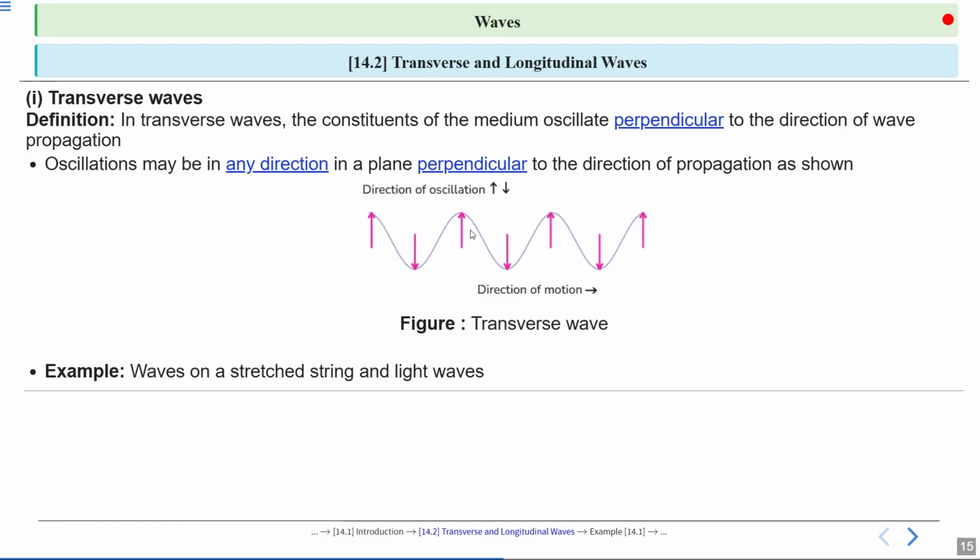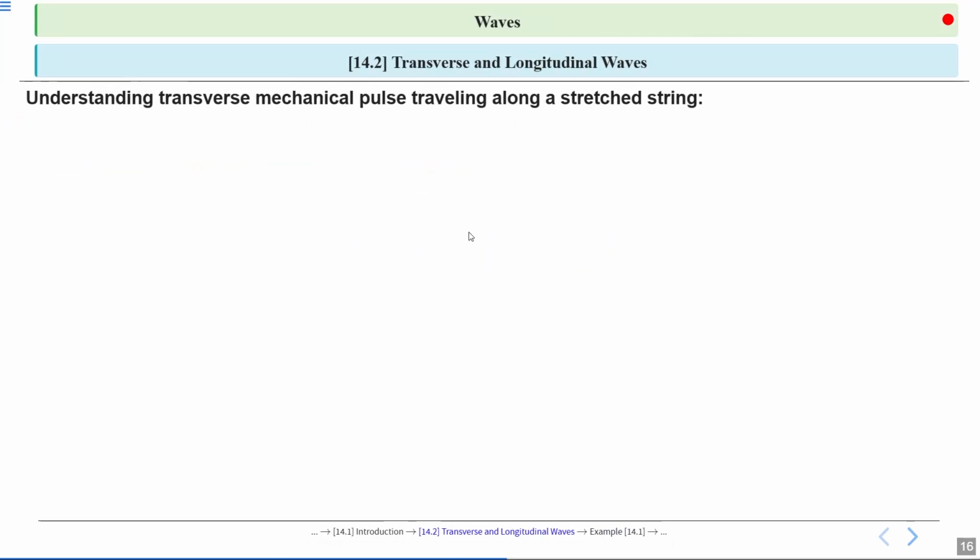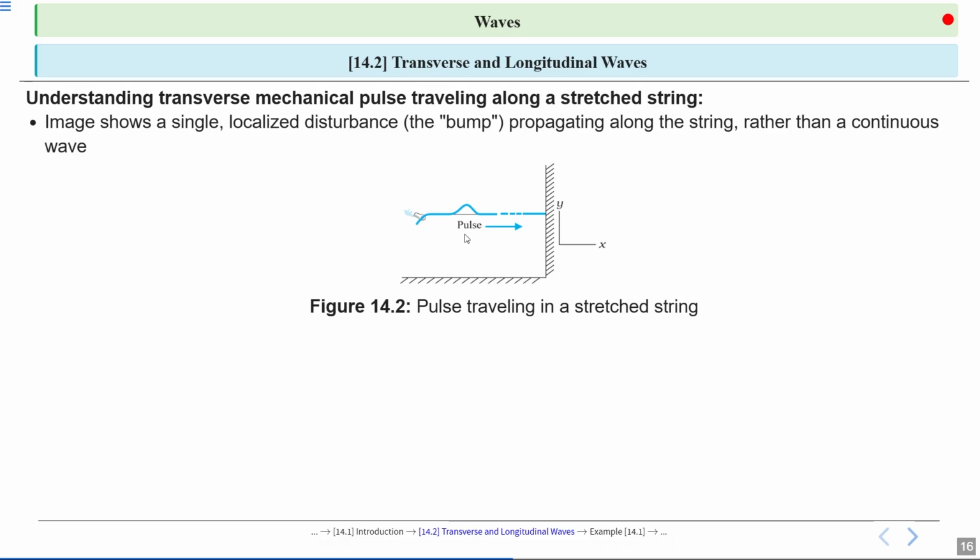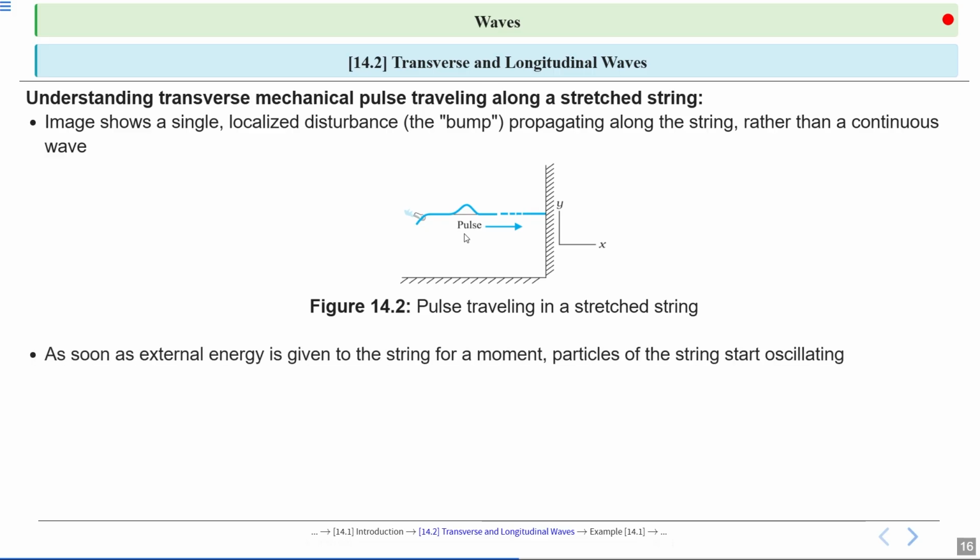Alright, now let's understand how a transverse mechanical pulse travels along a stretched string. The image shows a single localized disturbance, the bump, propagating along the string rather than a continuous wave. Figure 14.2, pulse traveling in a stretched string.